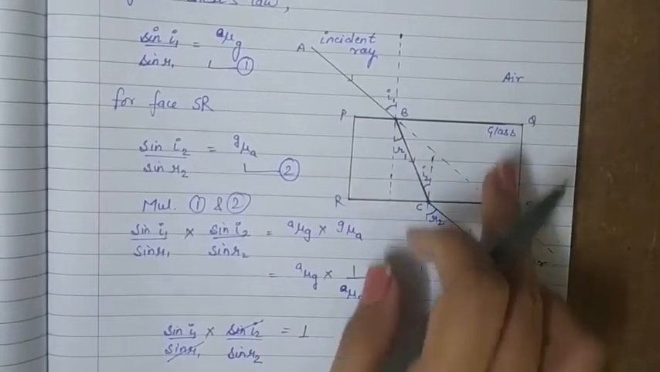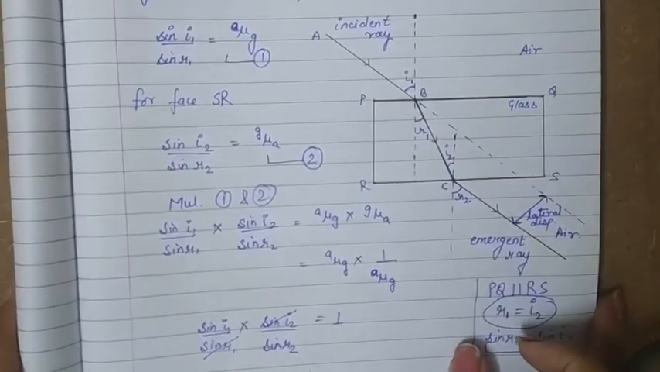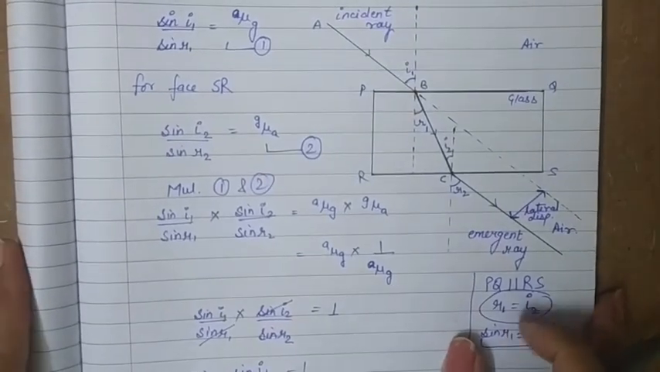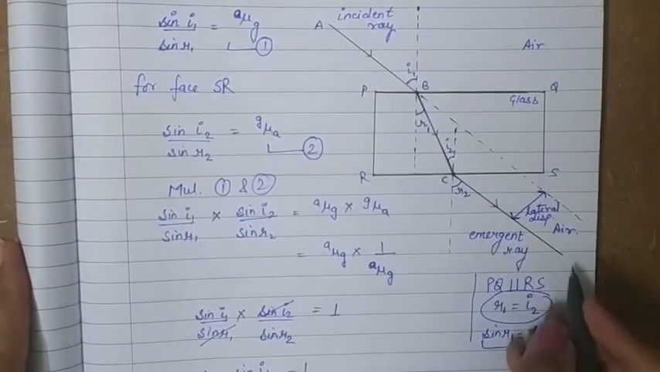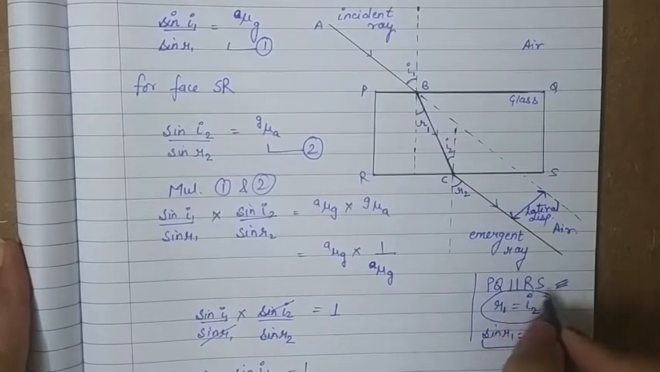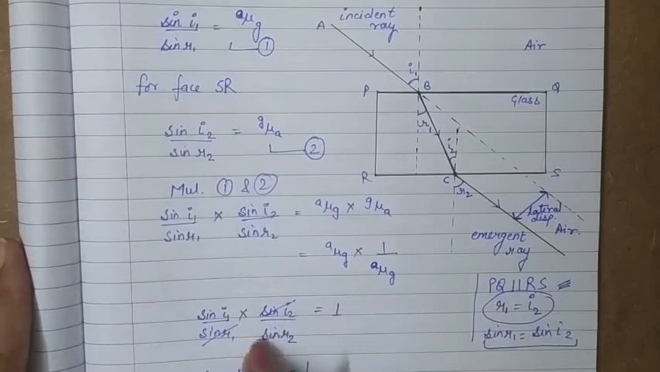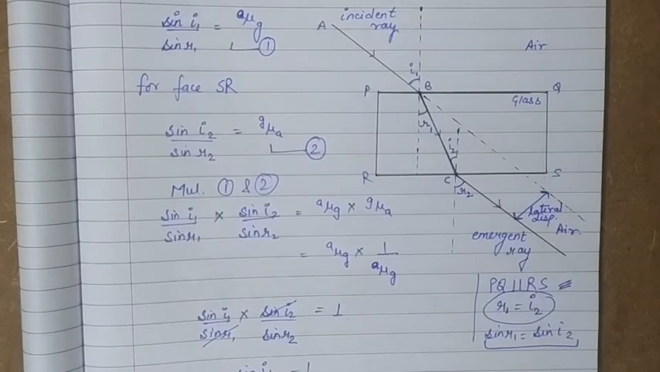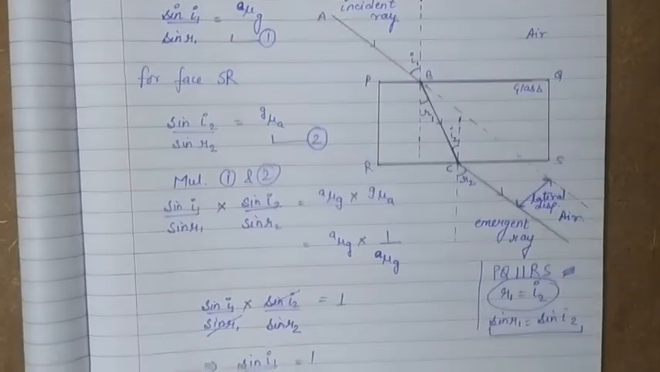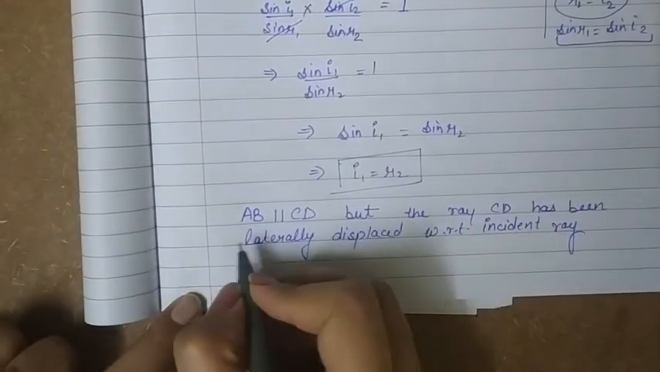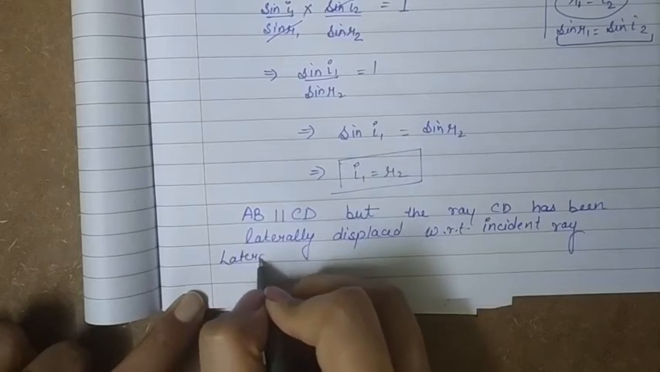Now this condition is only true if these two faces PQ and RS are parallel to each other. So we are considering the case that PQ is parallel to RS, because if they are not parallel then this condition will not be true, these terms will not be cancelled out and we can't get the condition I1 is equal to R2. So lateral shift is the condition that we are defining for a refracting glass slab with parallel faces, and we can define this lateral shift as, I am writing its definition here.